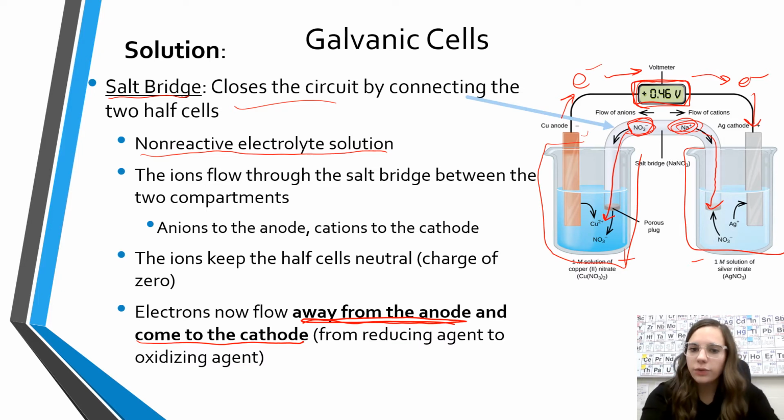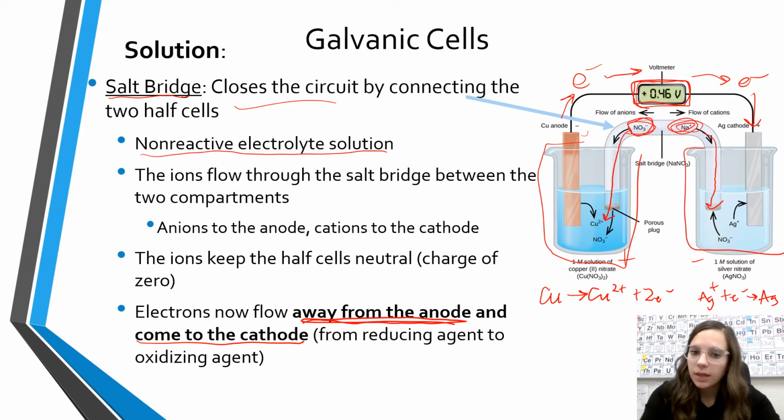So again, just to review real quick, over here at the anode, we have copper becoming copper 2+ by giving away 2 electrons. Over here, we have silver plus gaining an electron to become neutral silver. Now, these are our 2 half reactions, half reactions we've already talked about. It's just splitting up the oxidation and the reduction.